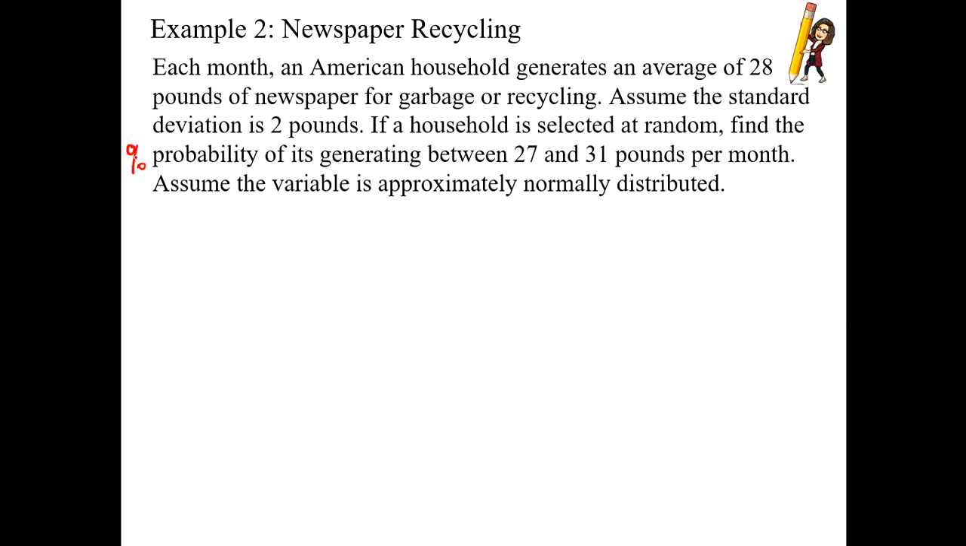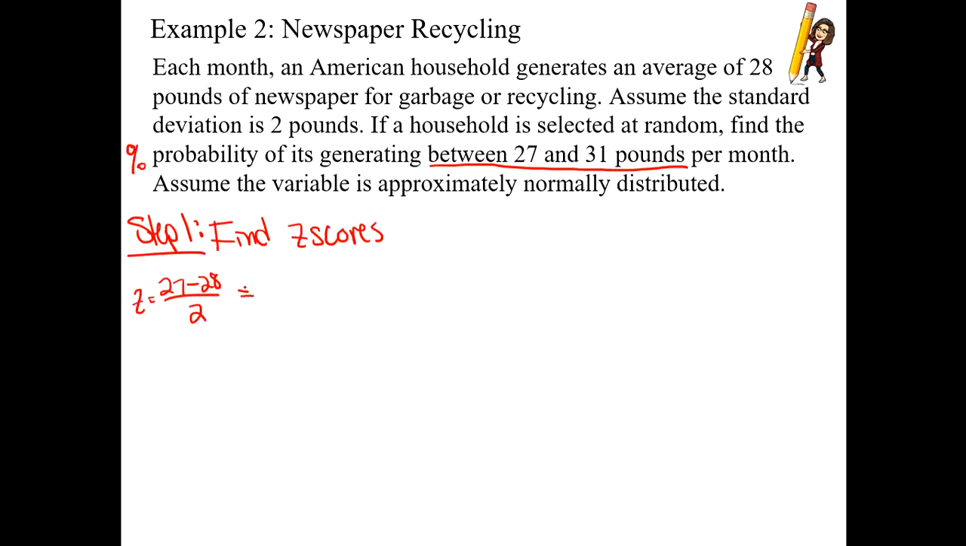So if we start with step 1, like we did on the last example, step 1 is finding those z-scores. We have to find z-scores for those two values because we need to find the percent between these two pounds. So we're going to find z-scores for 27 and 31. So z is equal to 27 minus 28 divided by 2, which is negative 1/2, or negative 0.5. And then z for 31 is 31 minus 28 divided by 2. 31 minus 28 is 3, divided by 2 is 1.5.